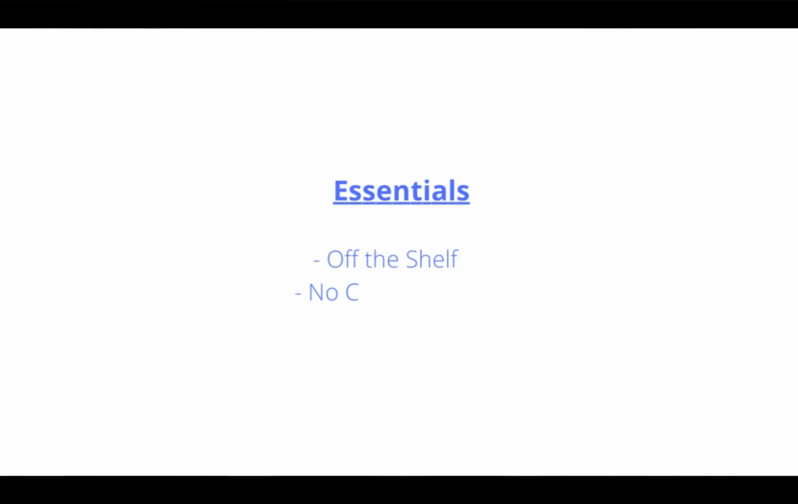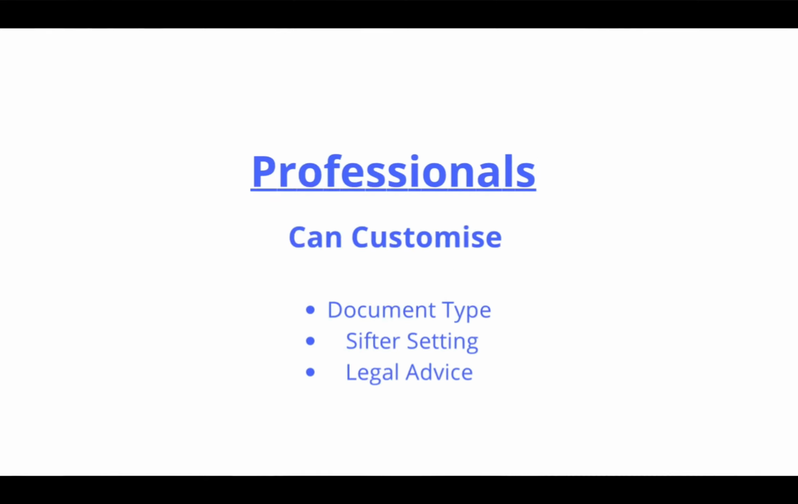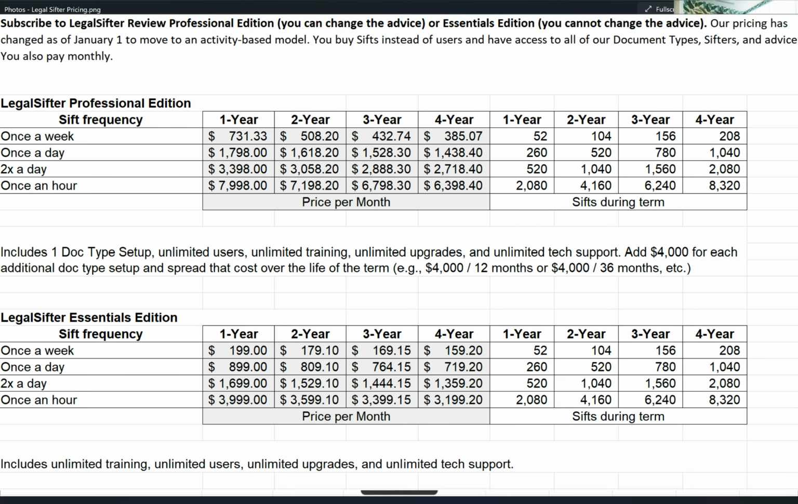So let's talk about the pricing. There are two offerings from LegalSifter, Essentials and Professional. In the Essentials edition, everything is off the shelf and you get no customization. In the Professional edition, you can customize your document type, the sifter settings, and the advice that is provided for each of the agreements. Let's take a look at what this pricing looks like.